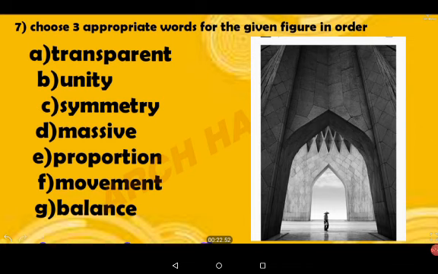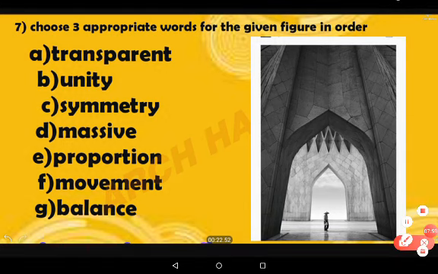This is our seventh question. Choose three appropriate words for the given figure in order. So the thing we can say is, yeah, it is a massive structure, but the principle used cannot be massive, but the proportion makes the figure massive. Yes, the building massive and the man so tiny. So proportion is the apt word.